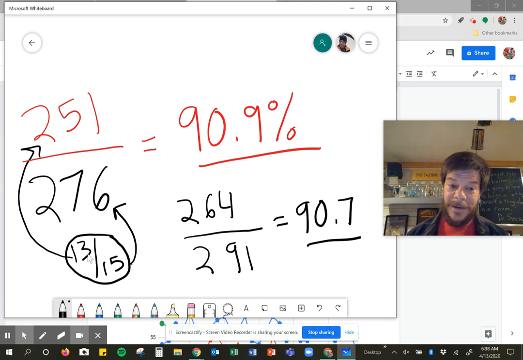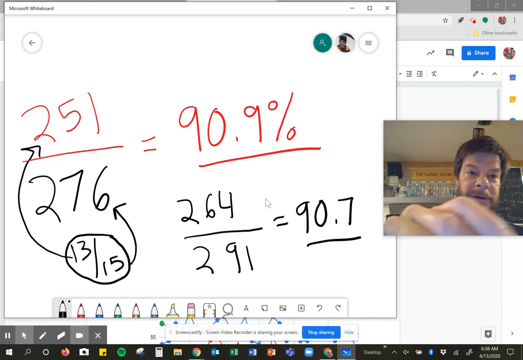Now, I know what you're thinking. A 13 out of 15, that's going to bring me down? Absolutely, it is mathematically. If your grade is already this high, you've got to score really, really high on your assignments, higher than a 90.9%, in order to make your grade go up.